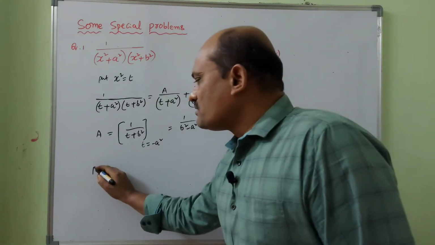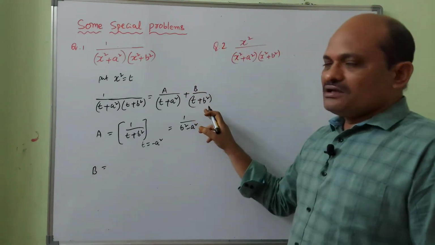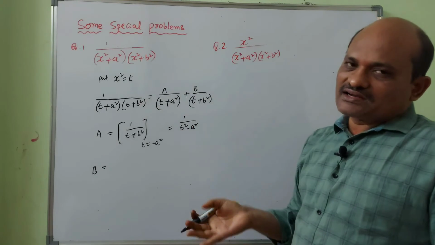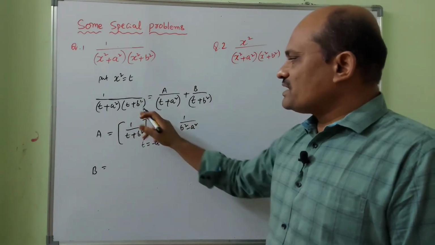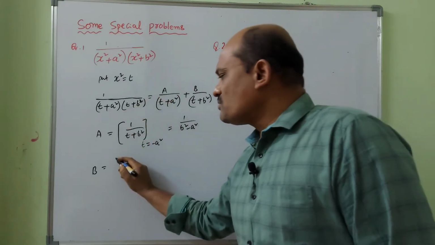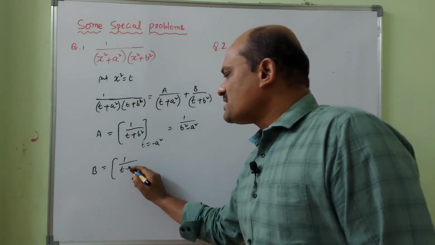How to find B? Both are first degree factors, you can apply the same concept here. So leave t plus b square, write only 1 by t plus a square.